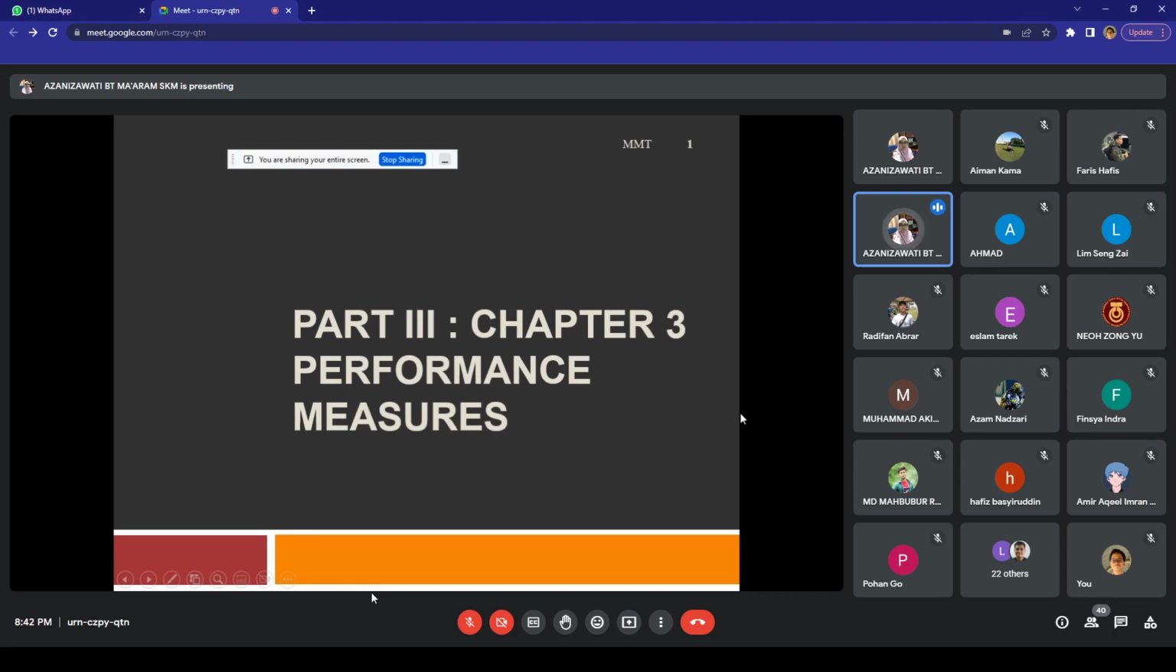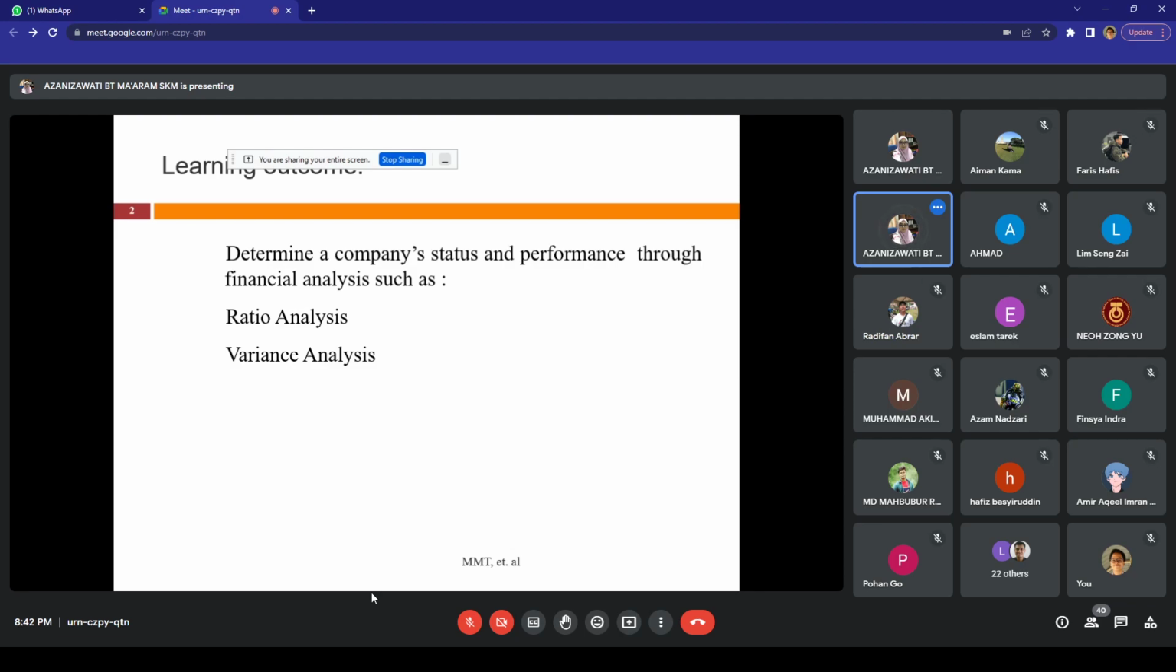Okay, so we will continue with the last part for the economy. For this Chapter 3 on the economy, the topic is performance measures. The learning outcome for these performance measures is to determine a company's status and performance through financial analysis such as ratio analysis and variance analysis. So this is what you have to do for your project.